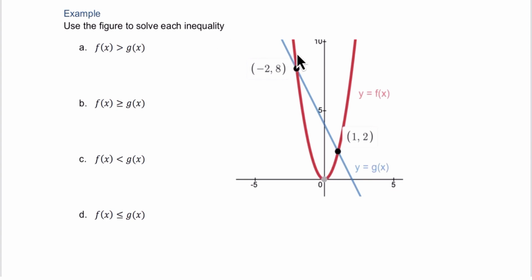So that's going to happen in two different places. First, here, f is above g, and on this piece, f is above g. And the answer is going to be in terms of x values. So this region, in terms of x values, is negative infinity up to negative 2. And then we also have 1 to infinity, again in terms of x values.